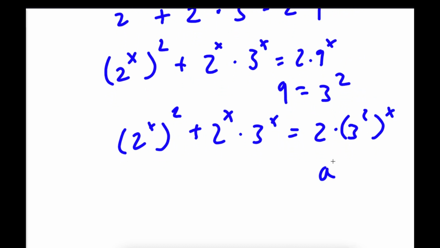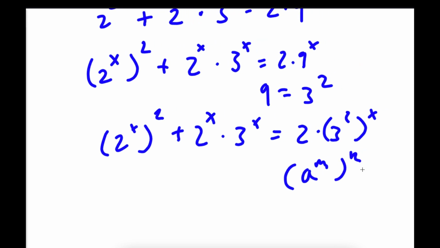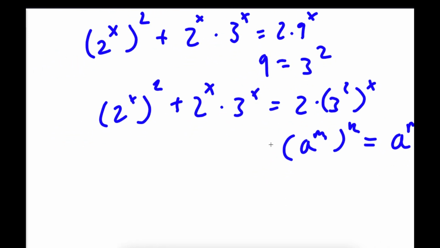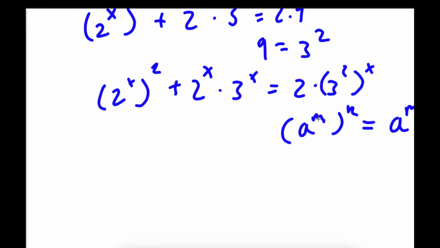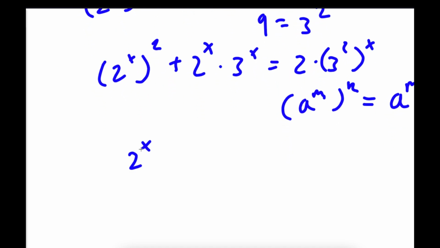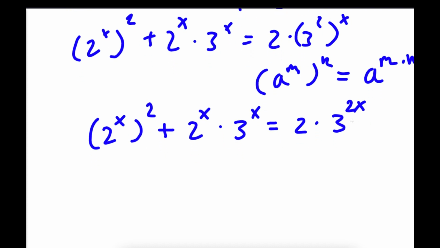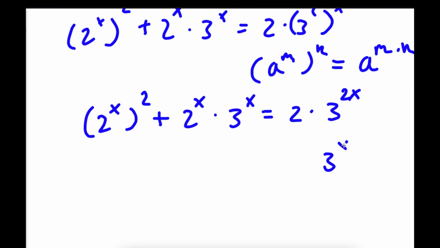Now remember, if we have something in the form a to the power of m to the power of n, this is equal to a to the power of m times n. So 3 to the power of 2 to the power of x, let me first write all of this, that's going to equal 3 to the power of 2x. And now I can rewrite this as 3 to the power of x, squared.